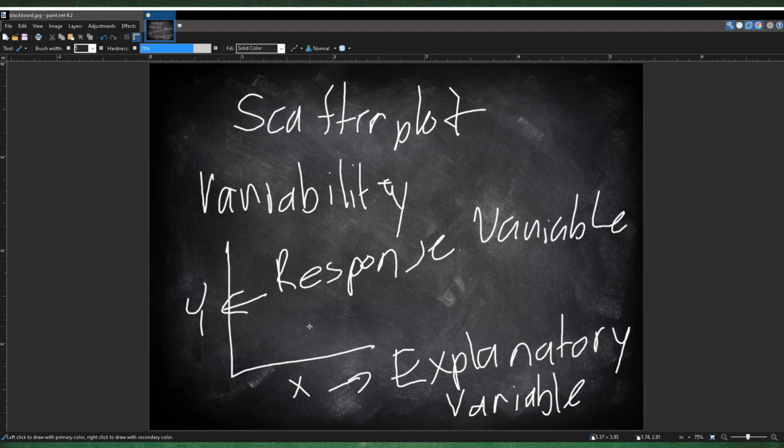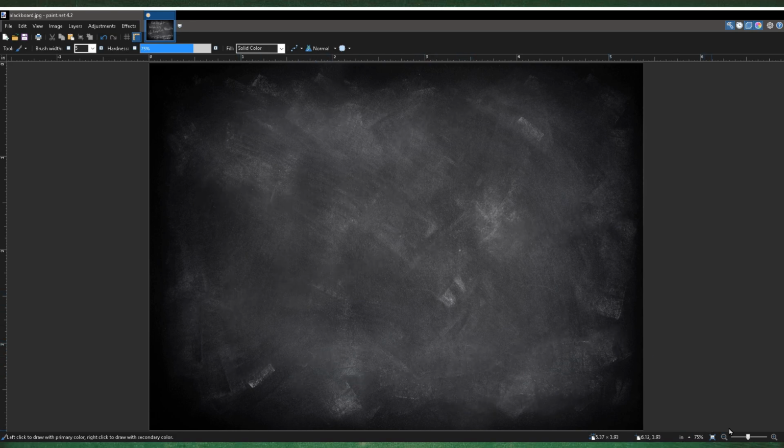The response is the y. Think about it: it's the response, and the one that you want to explain in relation to the y is the explanatory. That's basically how you work with scatter plots. These are most likely used with experiments, so you can understand which one is your explanatory and which one is your response.